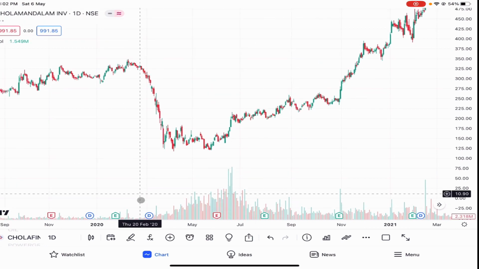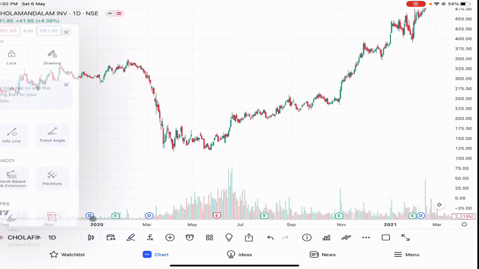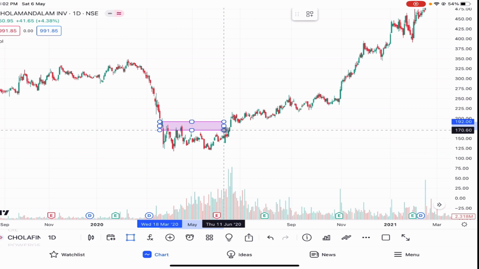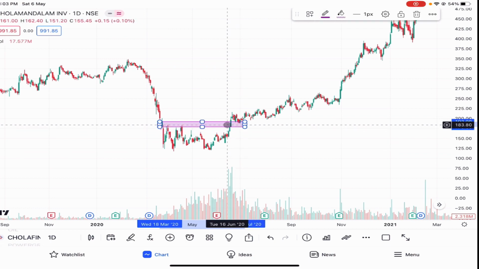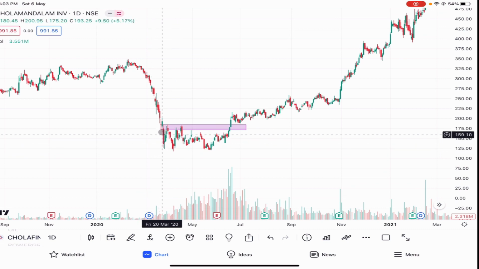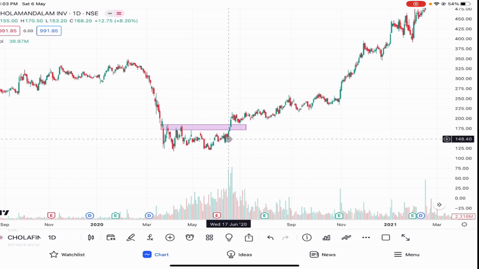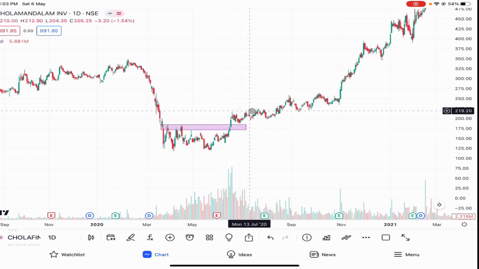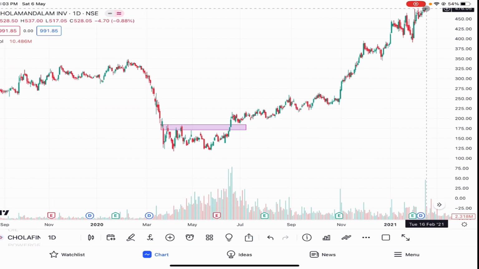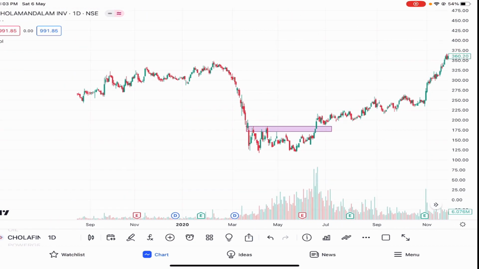Okay, again over here, if you see this, the price was resisting this zone over and over again. It wasn't able to go up this zone. Finally it broke out of the zone, and then look at the price how it zoomed up. So that is another example of a breakout. All right, so breakouts can be any way possible.